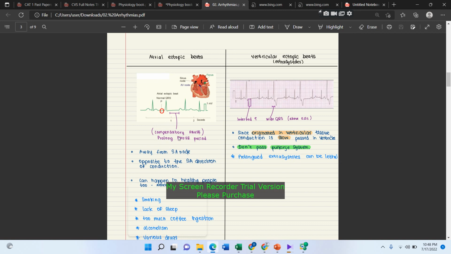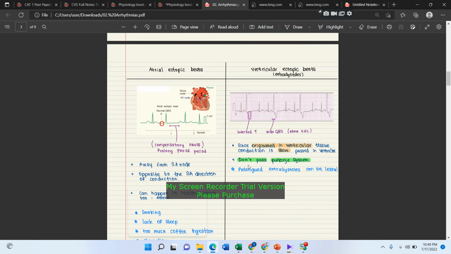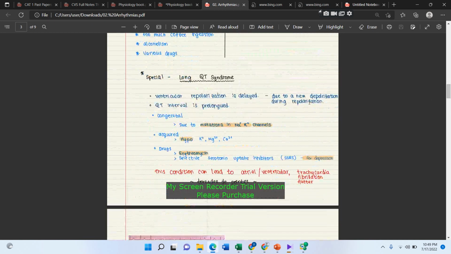So we can identify atrial ectopic beats by that, and this can happen in healthy people too. In athletes, this atrial ectopic beat is a normal condition. Other causes include smoking, lack of sleep, too much coffee, alcoholism, and various drugs. These drugs, alcoholism, and smoking are also reasons for non-communicable diseases, and atrial ectopic beats can also be a feature of non-communicable diseases.